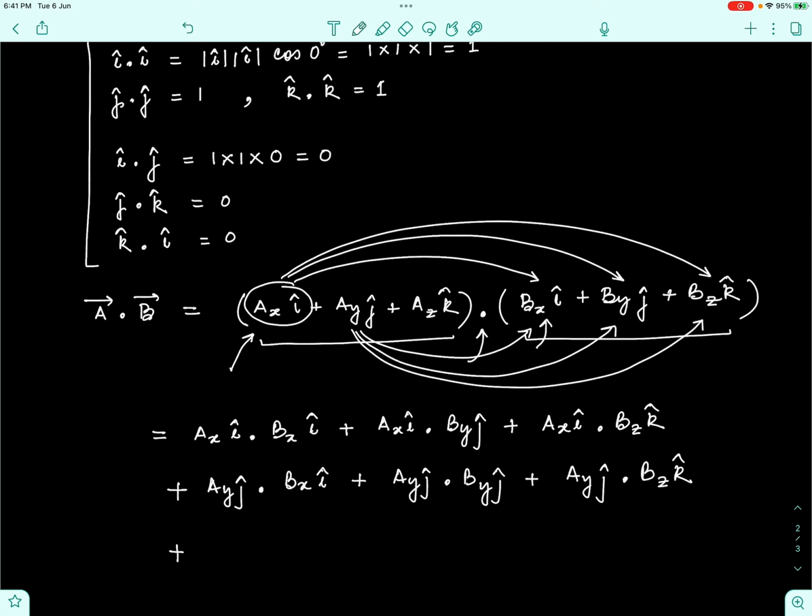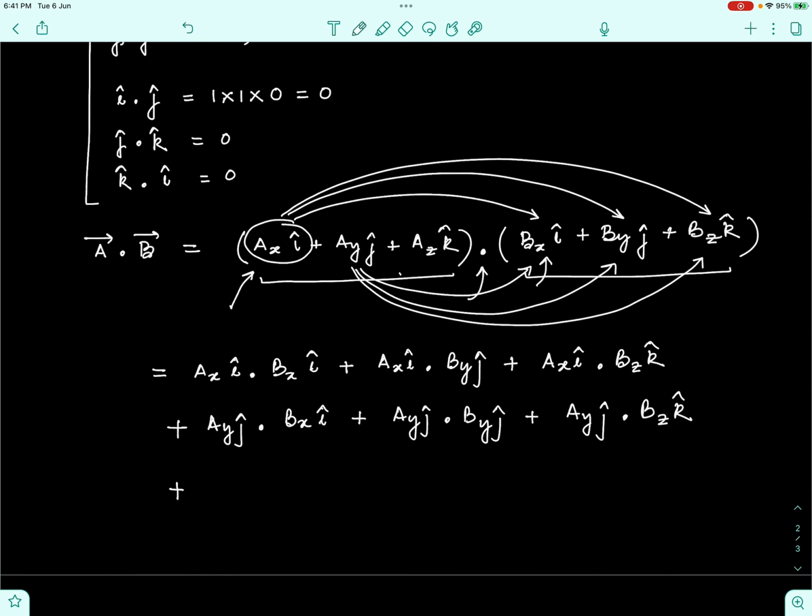And now, the third set, when we take Az k cap and take the dot product of that with all the 3 terms on the right hand side. So, Az k cap dot Bx i cap plus Az k cap dot By j cap plus Az k cap dot Bz k cap. So, these are the 9 terms in total that we have obtained by doing the distributive product of the various terms that we have.